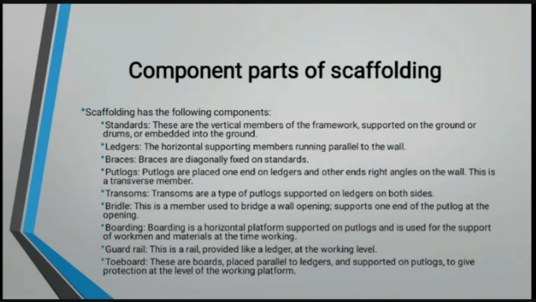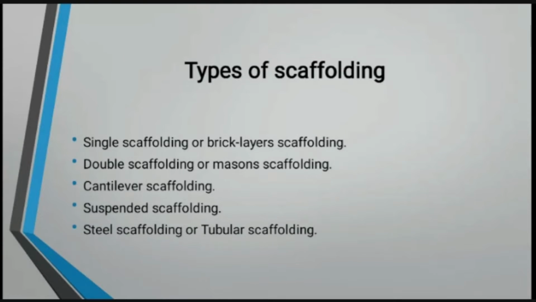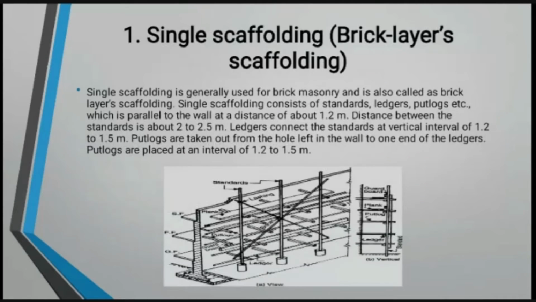Toe board. These are the boards placed parallel to ledgers and supported on footlocks to give protection at the level of the working platform. Types of scaffolding: single scaffolding or bricklayer scaffolding, double scaffolding or mason scaffolding, cantilever scaffolding, suspended scaffolding, steel scaffolding or tubular scaffolding. Single scaffolding or bricklayer scaffolding. Single scaffolding is generally used for brick masonry and is also called bricklayer scaffolding.